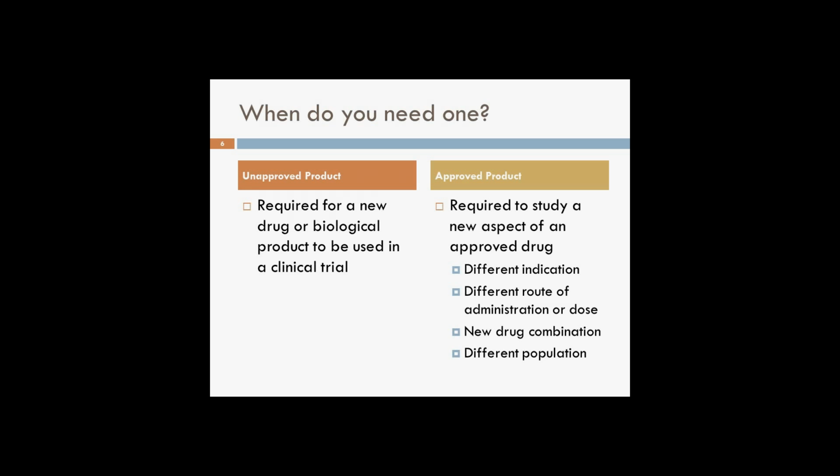So there's kind of 2 situations in which you need an IND. What we mostly think about when you think about drug discovery and development is you have an unapproved product, a new drug that you made, and it's never been seen in humans, then of course you need to have an IND. So it's kind of in the left column.